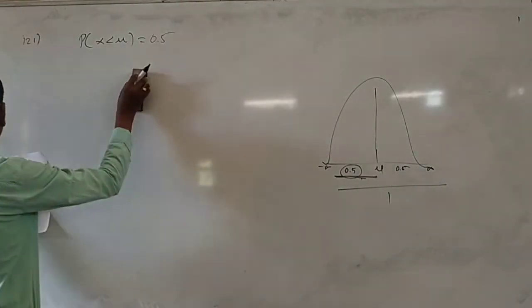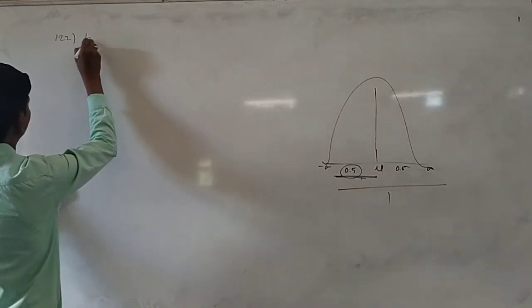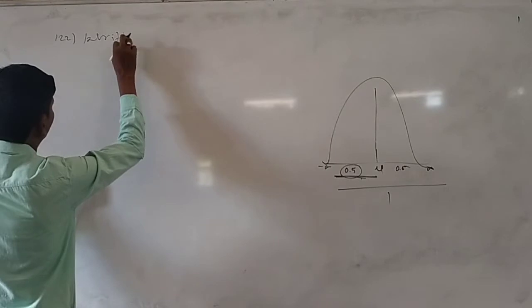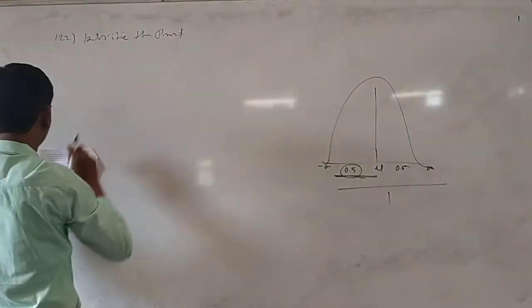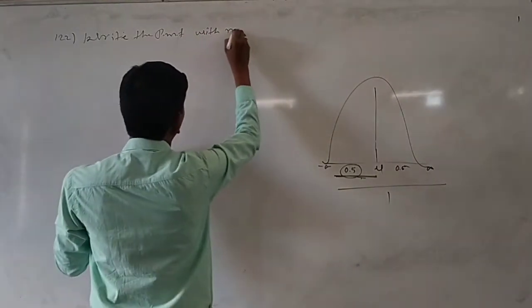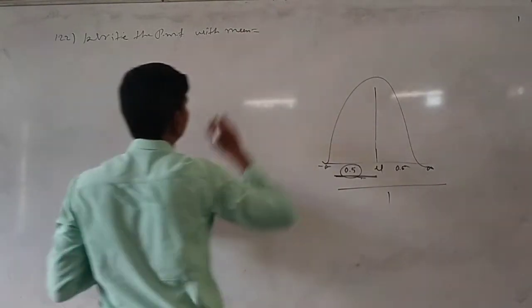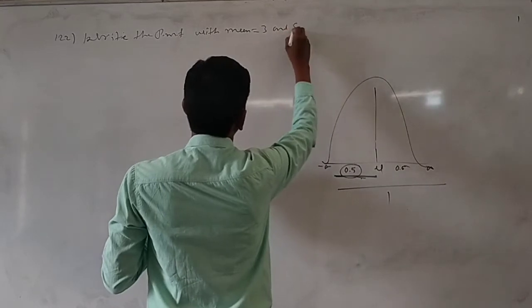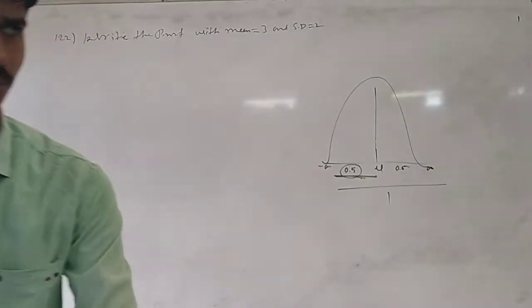Okay, the next problem number 122. Write the PMF of normal distribution with the mean 3 and standard deviation 2.